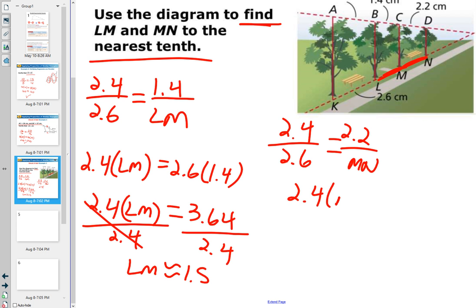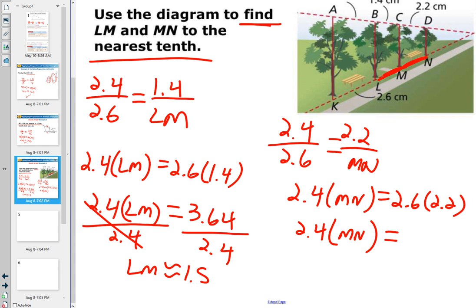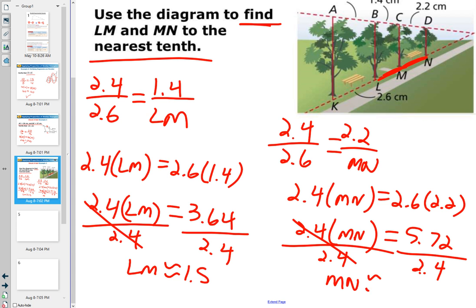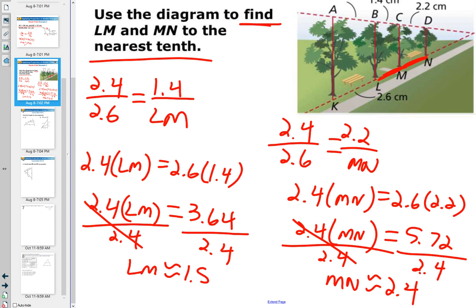And then 2.4 times MN is equal to what's 2.6 times 2.2? Is it really that much? 2.6 times 2.2? That sounds like too much. 5.72? And can that be divided by 2.4? Rounded. All right, so tomorrow we can start off with the next example. We don't have too many more. And then we'll go on that way.